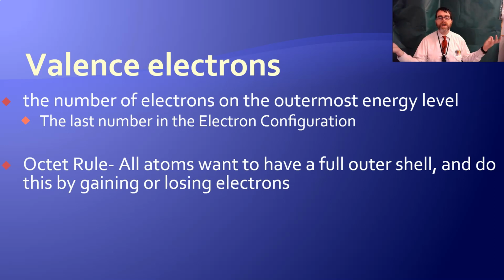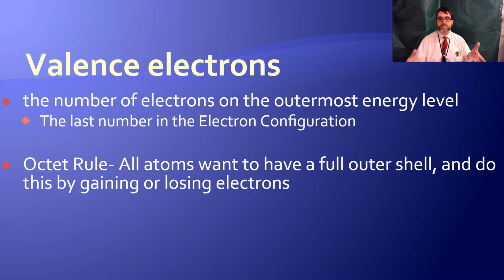They have a full outer energy level, which is what all atoms want. And I know I'm personifying the atom there, and they don't really want something, but it's what they do. And they do it because of the way the charges work out between the electron cloud around the atom and the nucleus. So all atoms want, in the end, 8 valence electrons, or a full outer shell, and they can do that by gaining or losing.